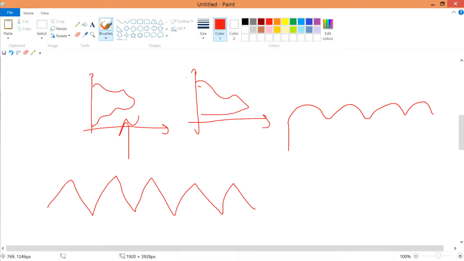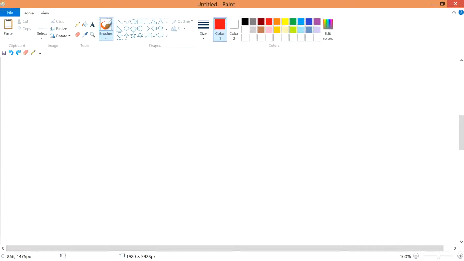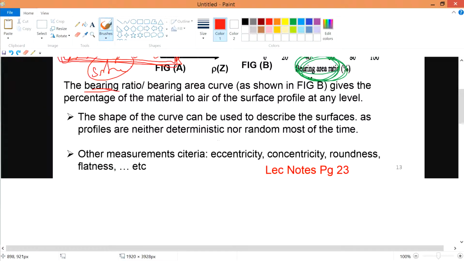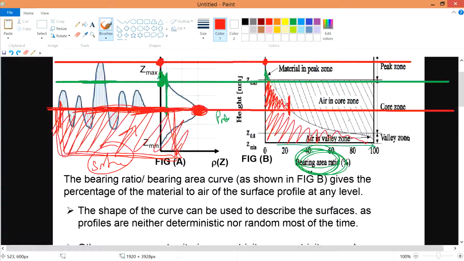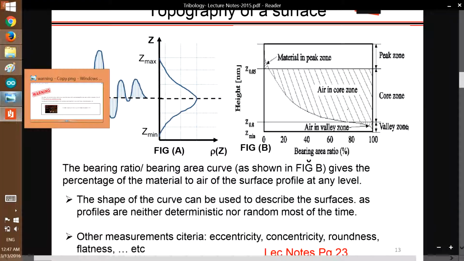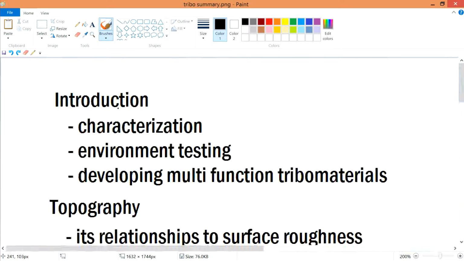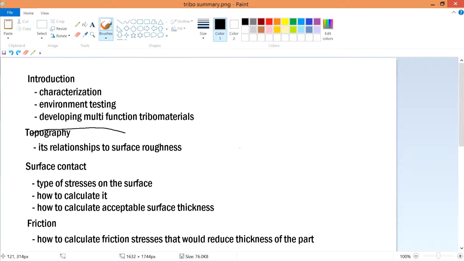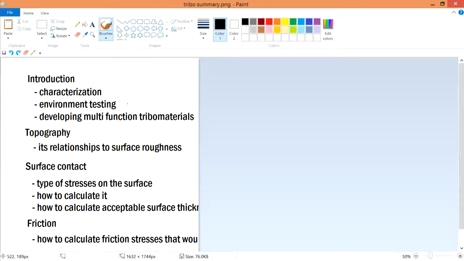So when you see a different trend of the graph, you will know what type of surface you are talking about. It gives you a very quick gauge of the surface roughness of the material. The other measurement criteria are all this stuff. It's a really terrible video that I've made, but nonetheless I've covered only topography, and its relation to surface roughness.